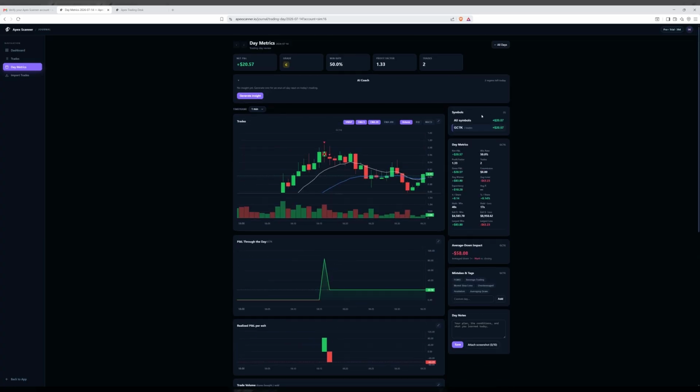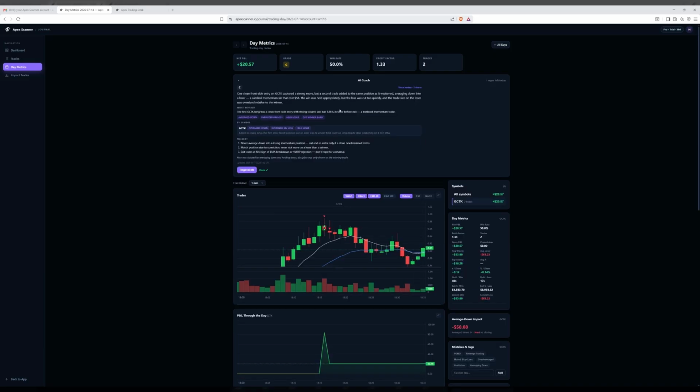And in addition to this, you have something called Generate AI Insight. This sends your data to an LLM, which is AI, and it is going to come back with an insight of how well you traded. There is hardly any data, so I'm not sure what kind of insight we're going to get. So it is saying that one clean front side entry of GCTK captured a strong move. So it gives you what went well, what went wrong, and what you probably need to do with the next trade. So this is purely optional. You can generate your AI recommendation. It could be a personal coach.